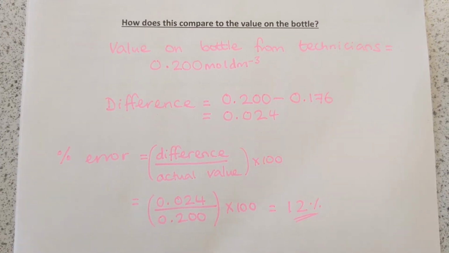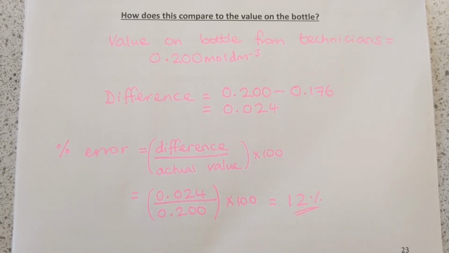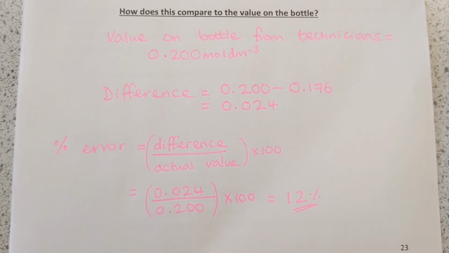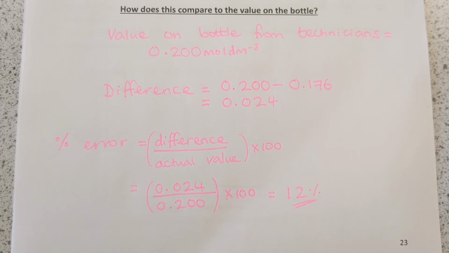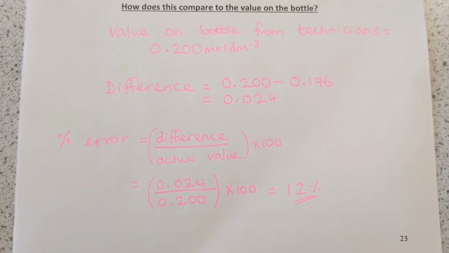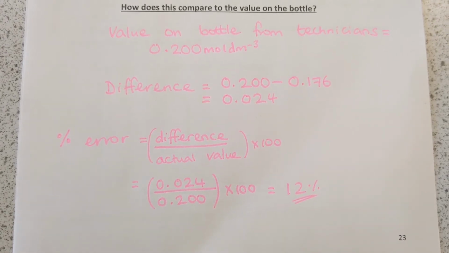And lastly, how does our value that we calculated from our results compare to the true value on the bottle? Now, there was no value on the bottle. I had to ask the technicians because they made up the solutions, and they said the concentration of the alkali was 0.200. Now we know what the value should be.